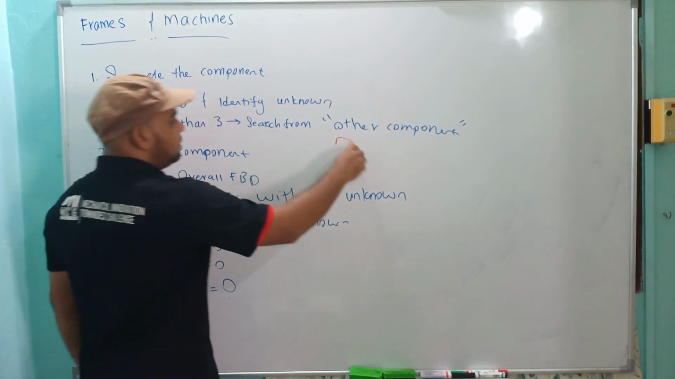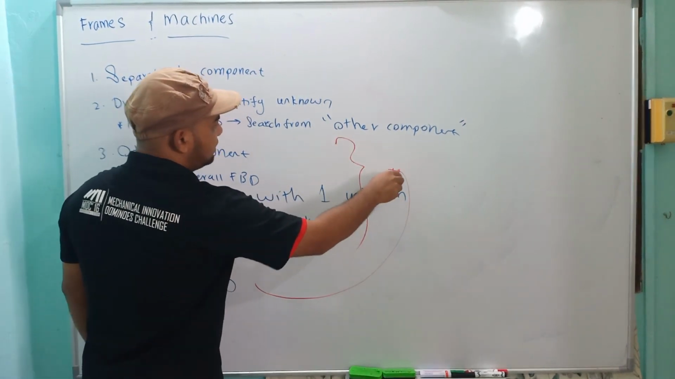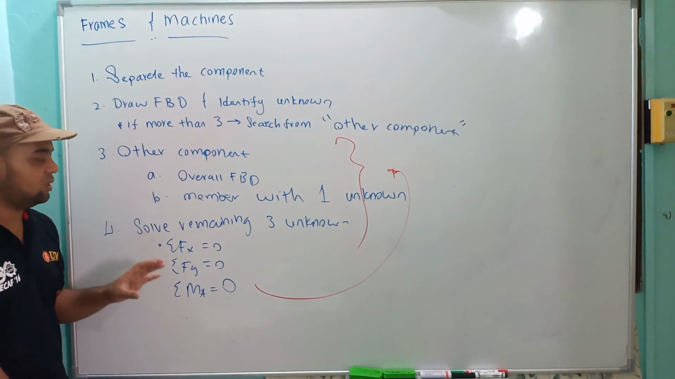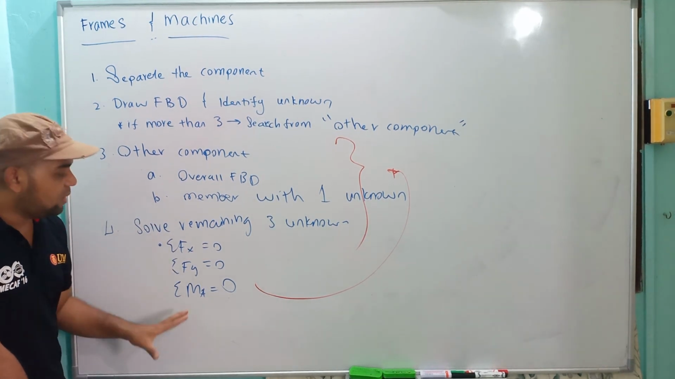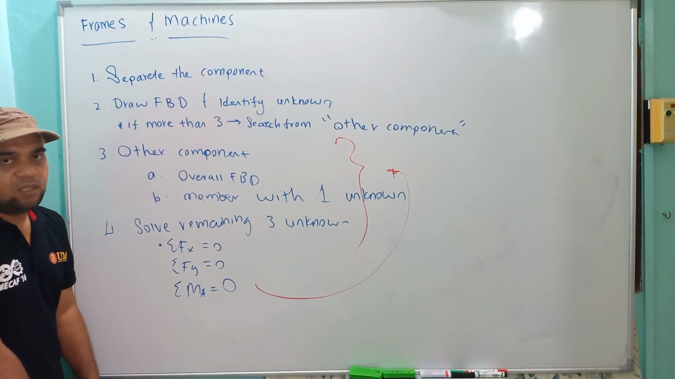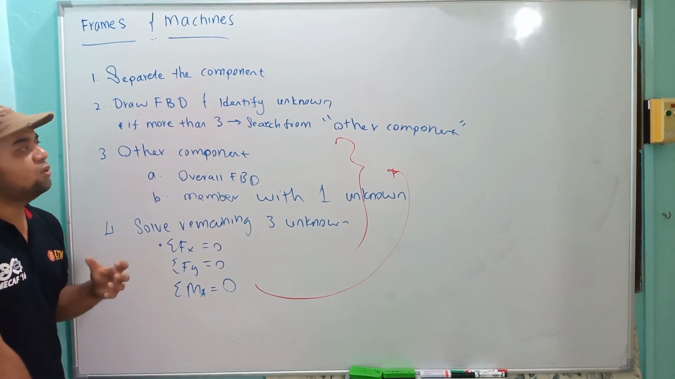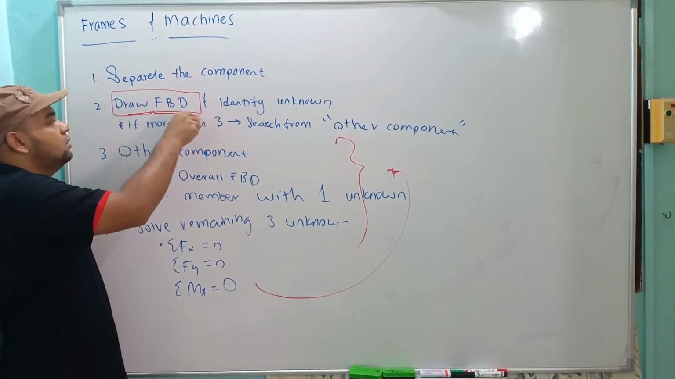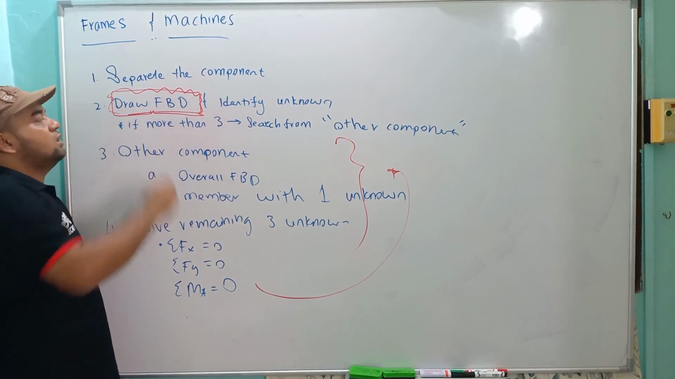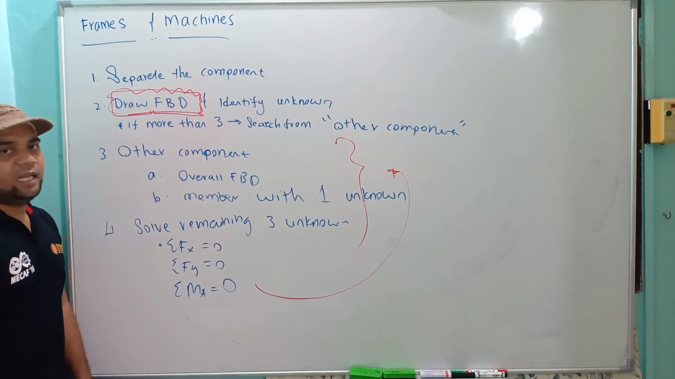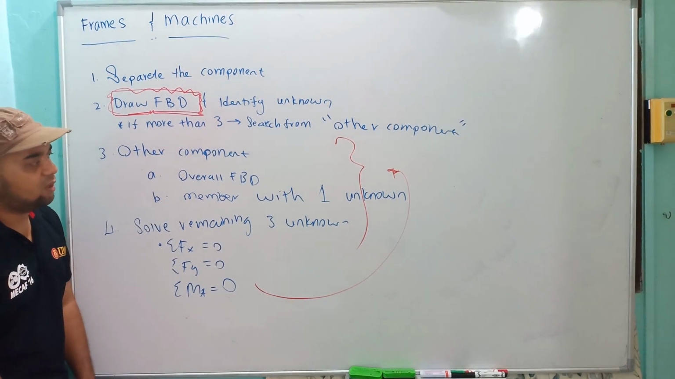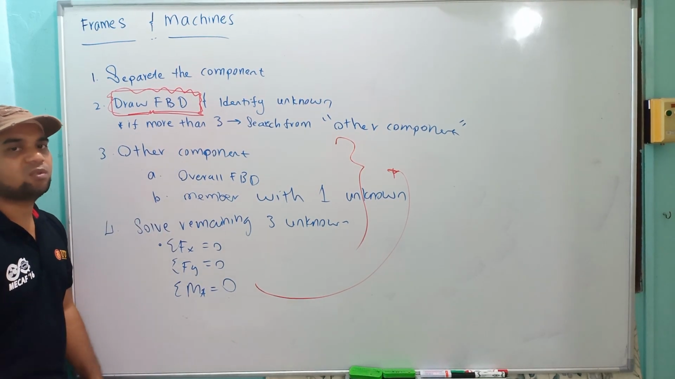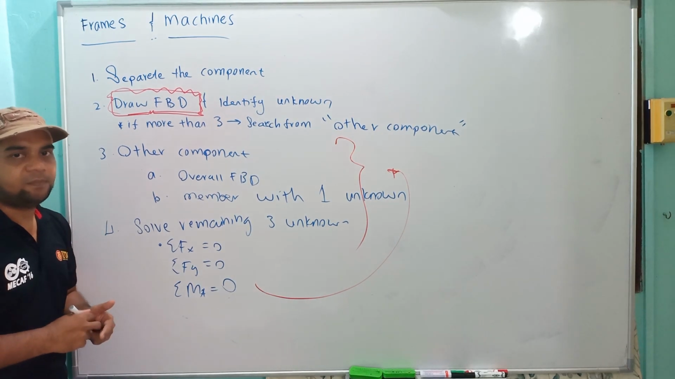Also here, the method is the same. You have sigma Fx, sigma Fy, and sigma moment. That is the equation. You only have those 3 equations: sigma Fx equal to 0, sigma Fy equal to 0, sigma moment equal to 0. So the main thing here is for you to draw the correct free body diagram. That's why I'm always stressing to you, you have to be able to draw the correct free body diagram. If you don't have the correct free body diagram, all your analysis will be wrong. So you have to be able to draw the free body diagram.